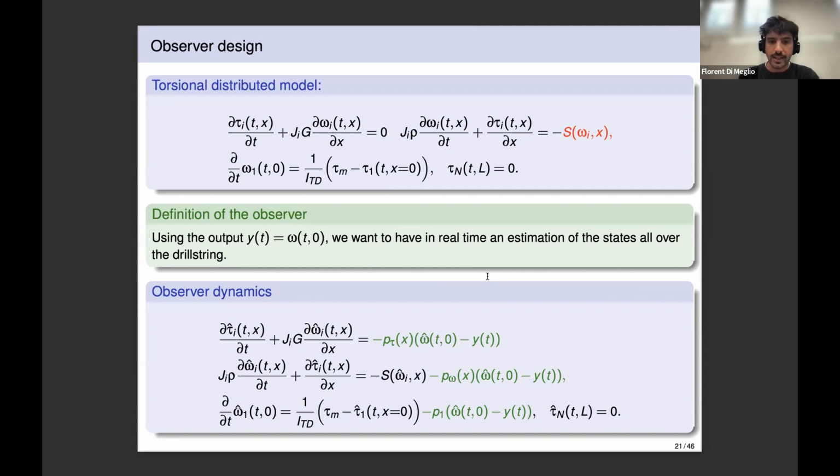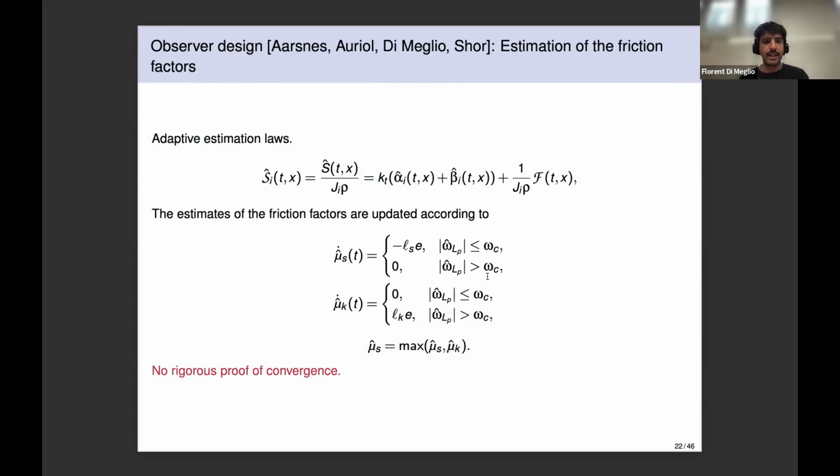Okay, and so this is not the only thing that we estimate. Like I said, we also estimate the parameters that appear in the friction law. Sorry, actually this comes from older slides, so you can discard the first equation. What's really important is these two equations at the bottom here.